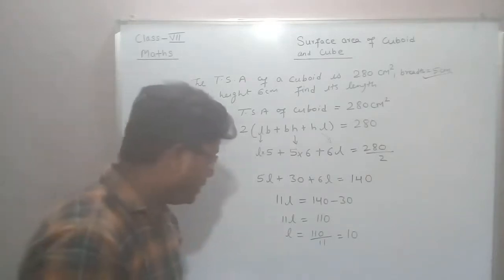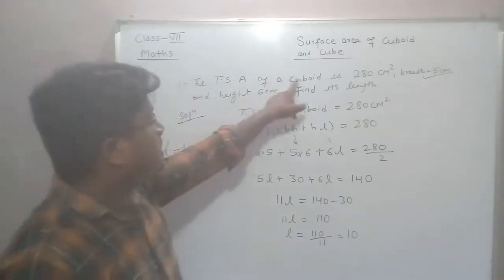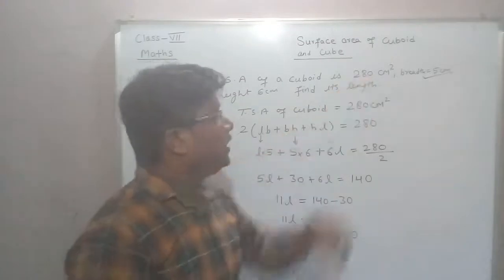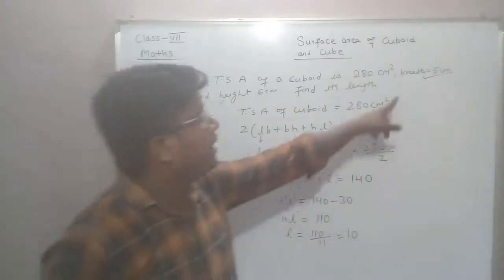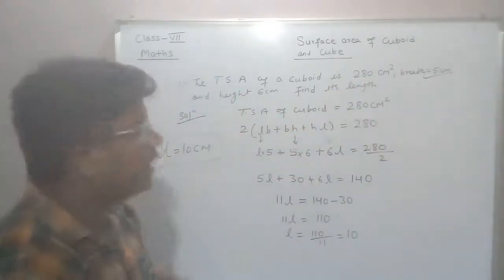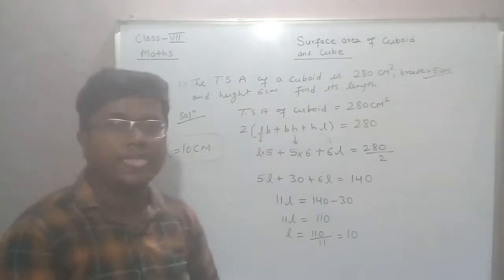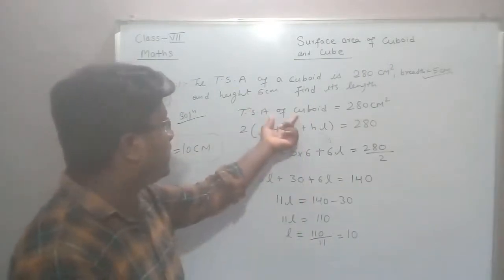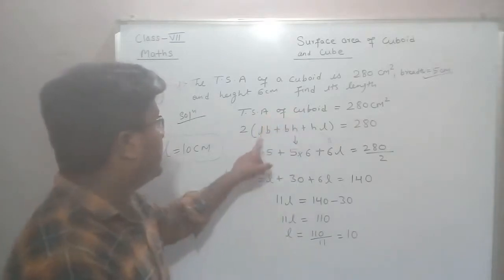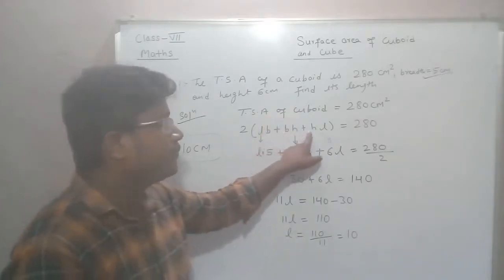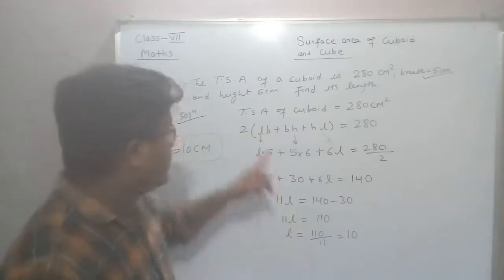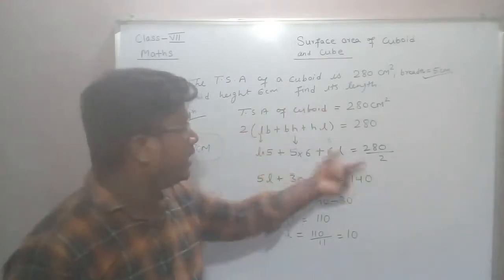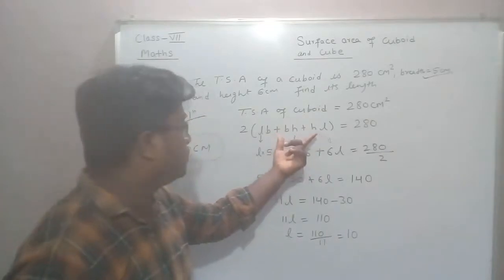Once again, please listen here very carefully. Total surface area of the cuboid is given to us, 280 square centimeter. Breadth is given 5 centimeter and height is given 6 centimeter. So we need to find the length of the cuboid. So we have the formula for total surface area, that is 2 in bracket LB plus BH plus HL is equal to 280. Now you have to transfer this 2 to the right hand side, it is multiplying here, so it will go and divide there. And in the same way you put the values also.